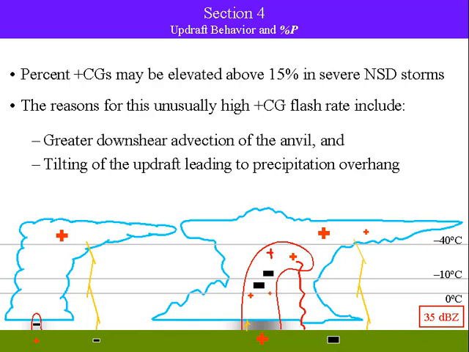Now at this time I'm going to turn it back over to John, and he's going to talk about a case study from Birmingham, Alabama, which illustrates some of these points in the severe NSD storms.